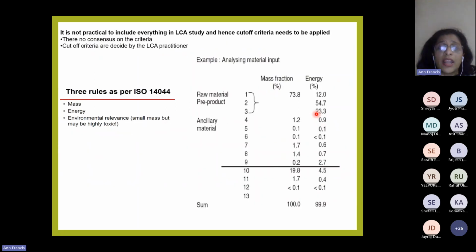Now, there are issues in LCA also. We will come across cases where certain impacts are quite negligible, or certain impacts in terms of mass are very small, but the impact is highly toxic. So as an LCA practitioner, when you list down all of these impacts, you have an option where you can remove certain things that you don't want to consider. So there are cutoff criteria that you can specify.